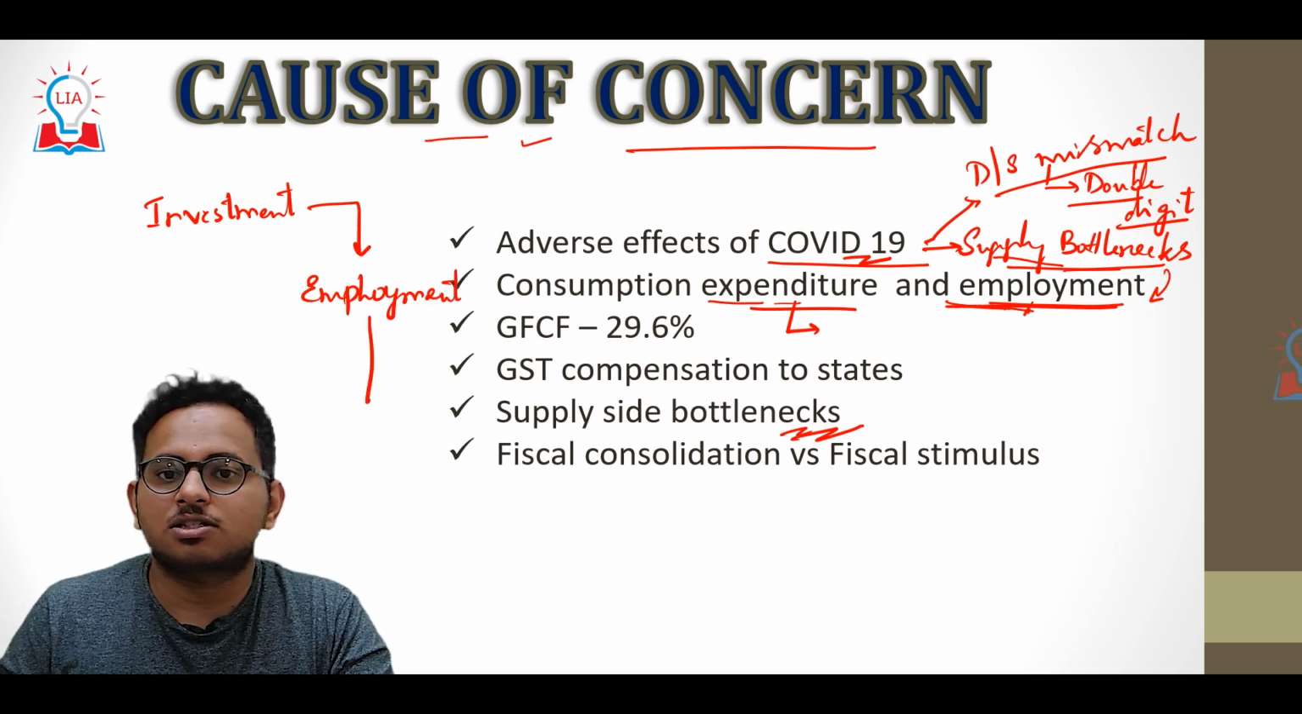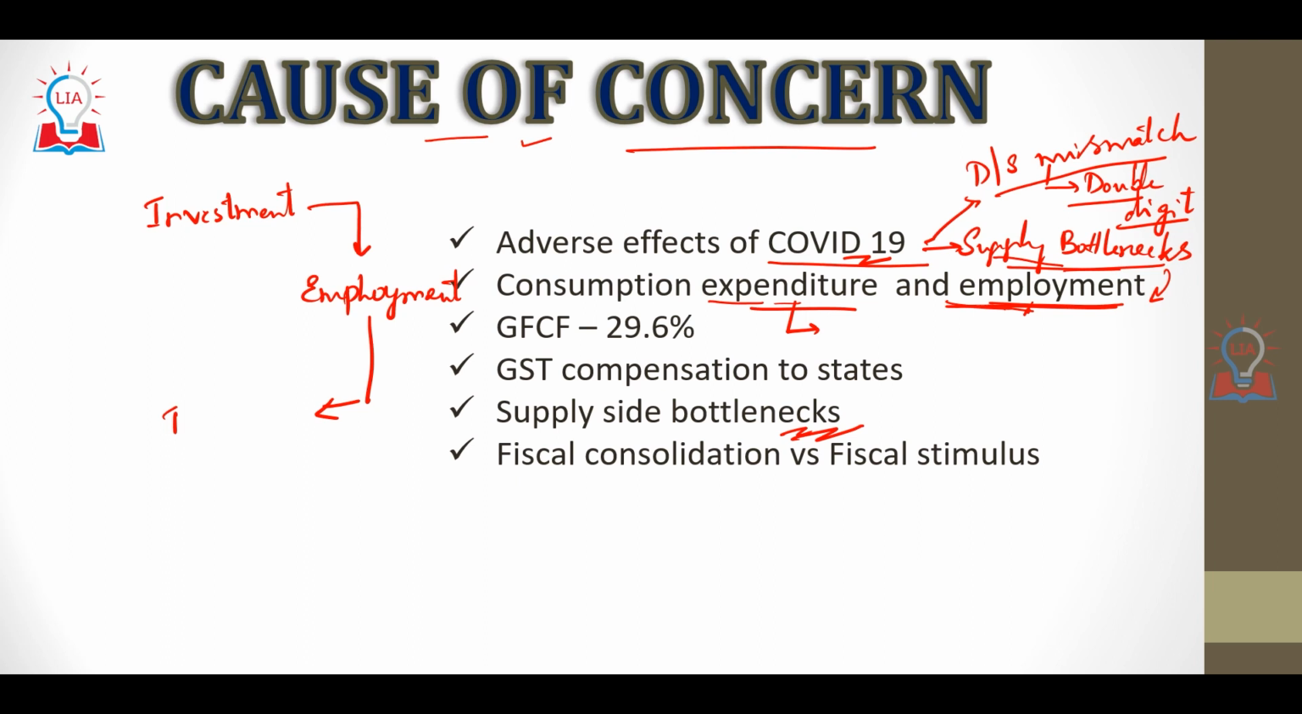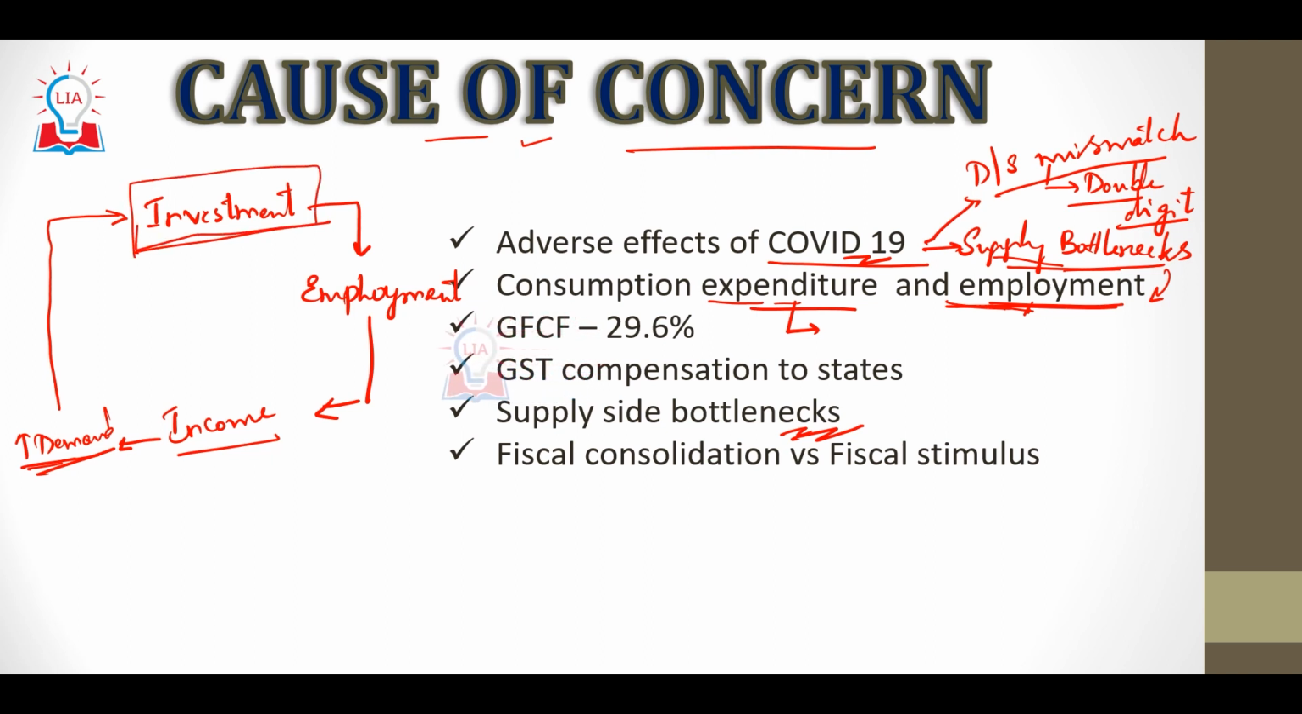Once you've created the employment, this gives rise to income. Okay, when there is income, there is an increase in demand. When people get more money, they aspire for more goods and services. When they aspire for more goods and services, there is an increase in demand. When there is an increase in demand, both public and private players want to invest. Okay, this is like a cycle.